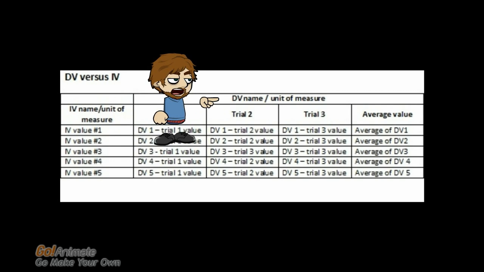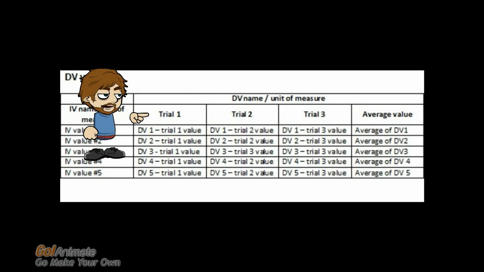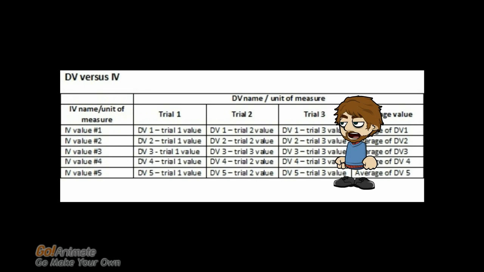The heading for your DV should span 4 columns, as shown here. First, write the name of the DV and its unit of measure. Then add labels for each trial and an average column. The body of your data table should contain only values for the variables. Do not write the unit of measure here. You already have it with the column label.